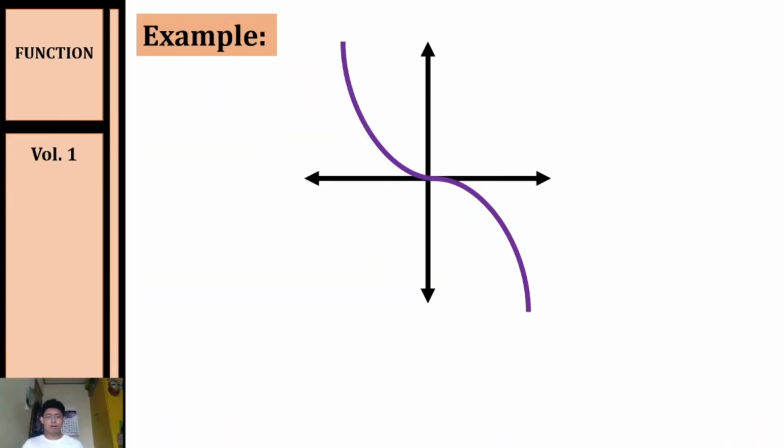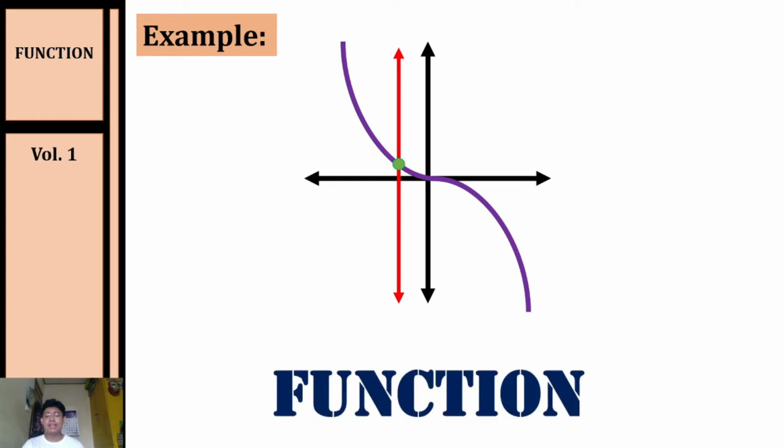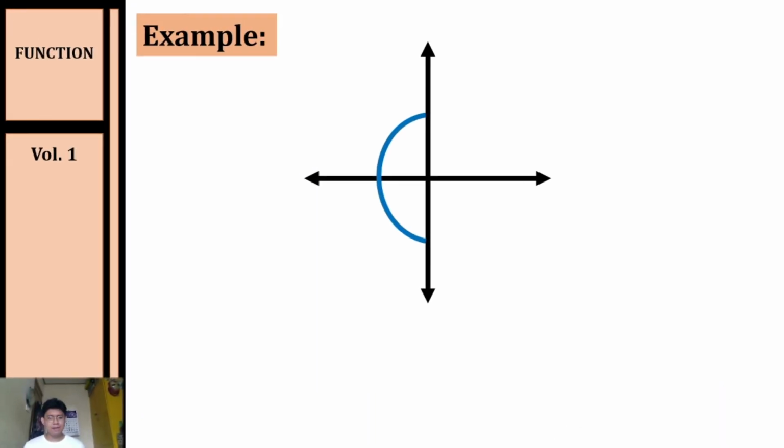Let's have an example. So, for example, we're given this graph and let's identify if this graph is a function or not. So, first, let's draw a vertical line and count the number of intersections. In this case, we have one point of intersection. Therefore, this graph is a function. Alright, let's have another example.